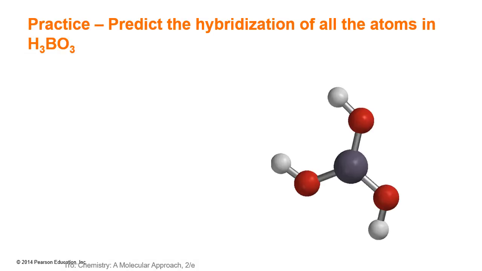Here's a practice molecule for you to try. It's already been drawn for the Lewis structures. Just be careful about the lone pairs on our oxygens. But predict what the hybridization around each atom is. So hydrogen cannot hybridize. Hydrogen only has s orbitals. So any of our 3 hydrogens is just an s orbital.